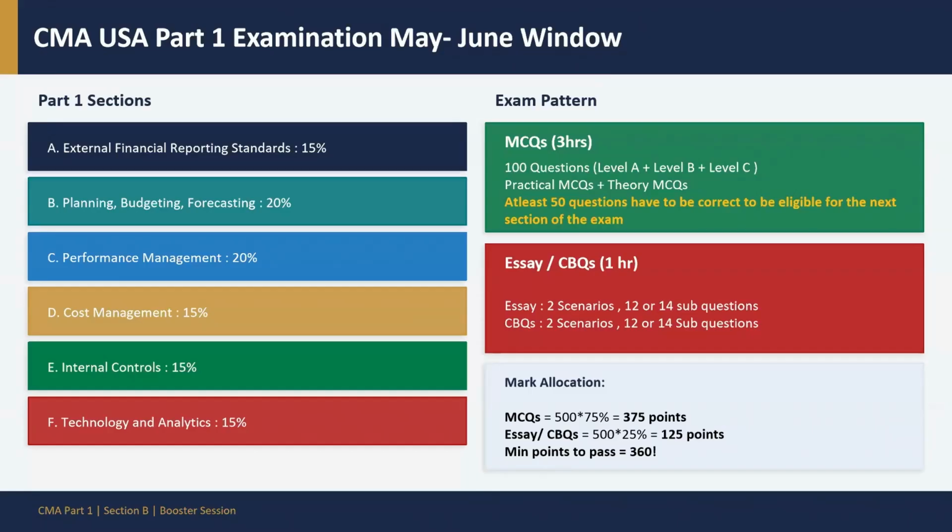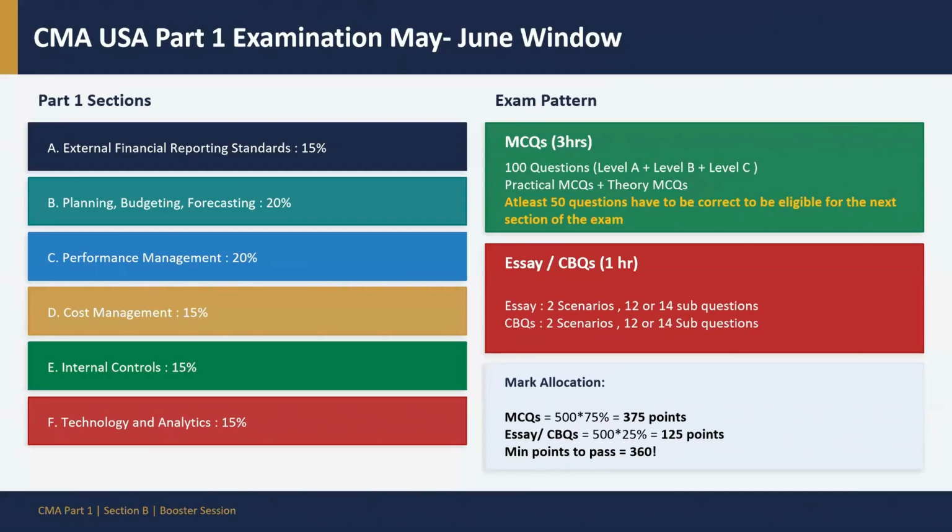Now, when we enter into essay or CBQs, we will have 1 more hour of examination. If we don't, we will end our examination in 3 hours. When our essay or CBQs start, you'll be having 1 hour and anywhere between 12 to 14 sub-questions you are supposed to answer.